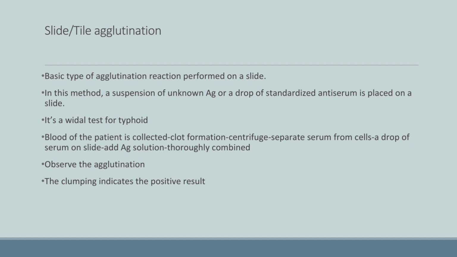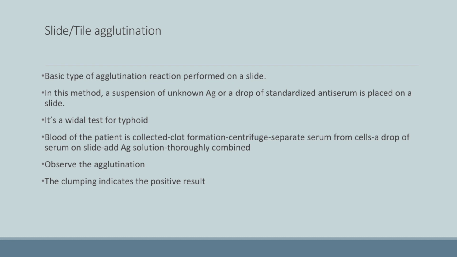First, slide or tile agglutination. This is a basic type of agglutination reaction performed on a slide. In this method, a suspension of unknown antigen or a drop of standardized antiserum is placed on the slide. This is the Widal test for typhoid fever.